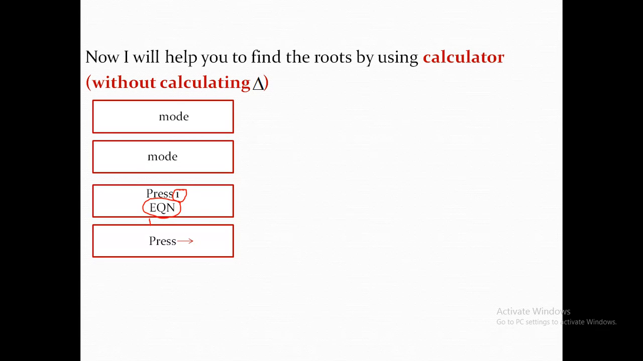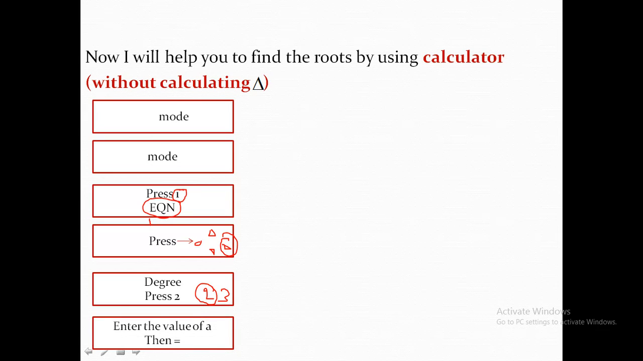you will press this arrow. We have four arrows on the calculator like this. You will press this arrow. Then you will get on the screen the word degree. You will have degree, and under the word degree you have two numbers, 2 and 3. But you want to solve a quadratic function, that means second degree, so you will press the number 2.